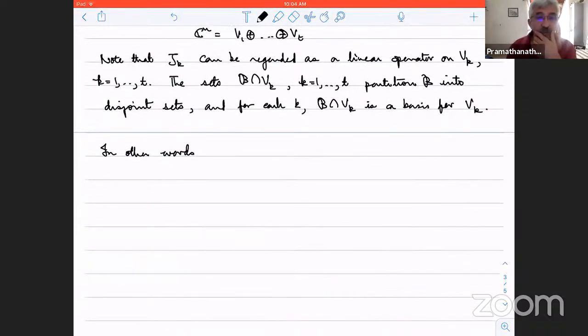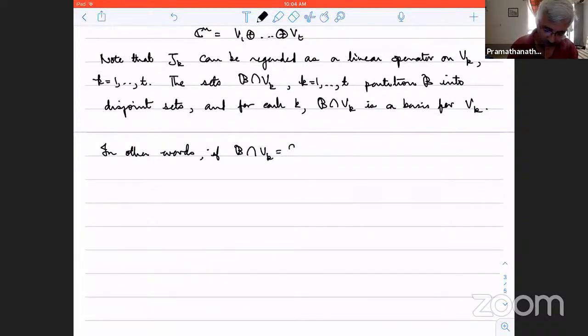So in other words, what you have is B intersection Vk is equal to U1, I'll call it, to the power k. It doesn't mean to the power k. It's just a superscript k.